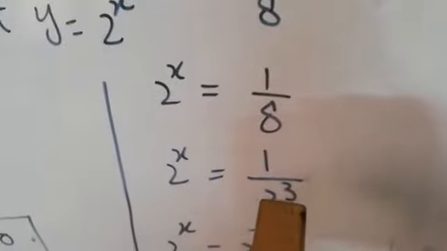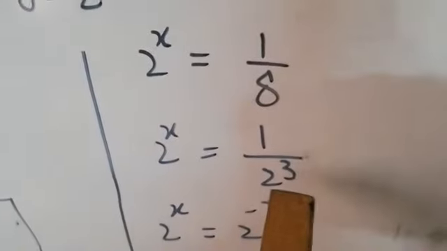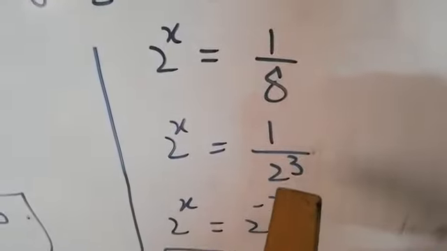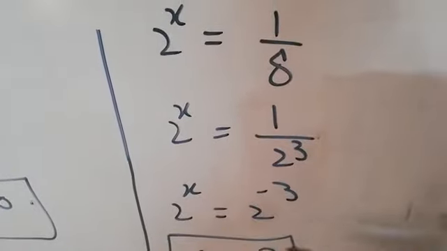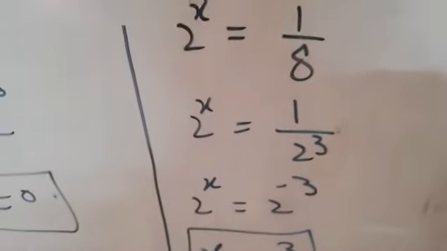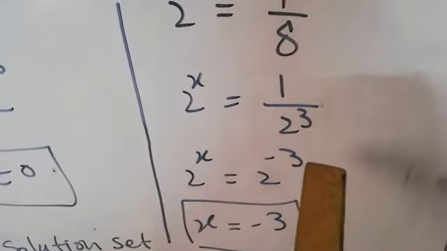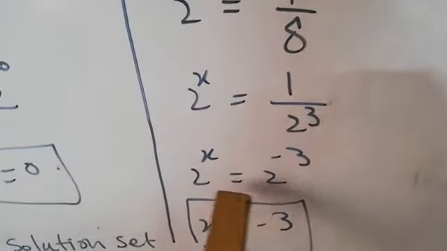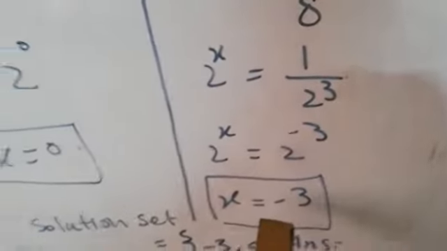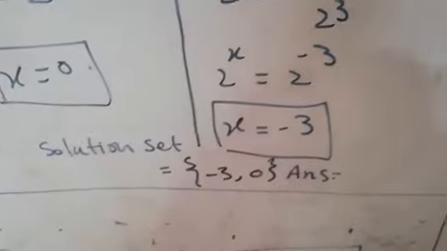And from this, 2 raised to power x is equal to 1 by 8. 1 by 8 means 2 raised to power 3, the cube of 2. When we write 2 in the numerator, the sign of the exponent changes. The bases are the same, so x is equal to minus 3. So the solution set is 0 and minus 3.